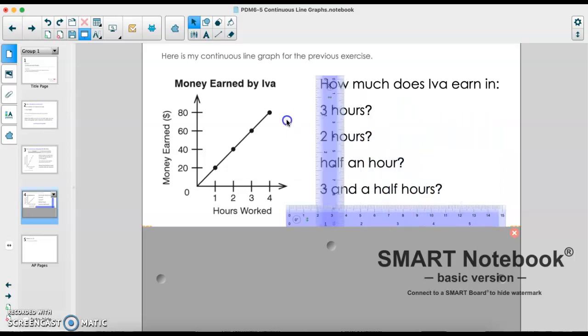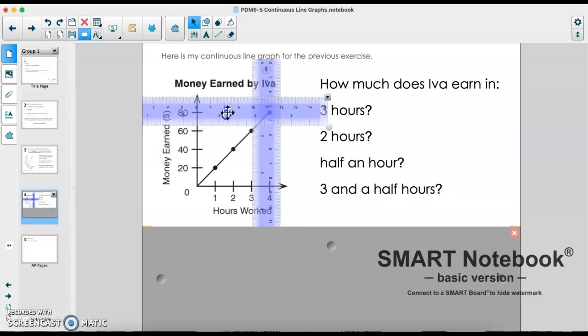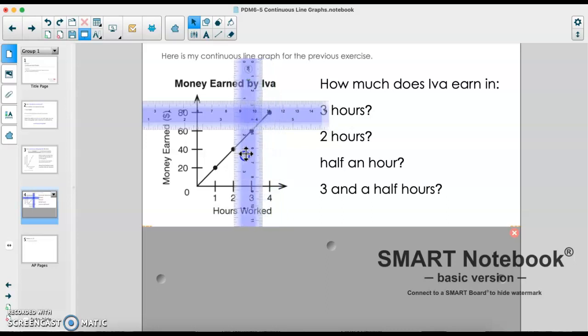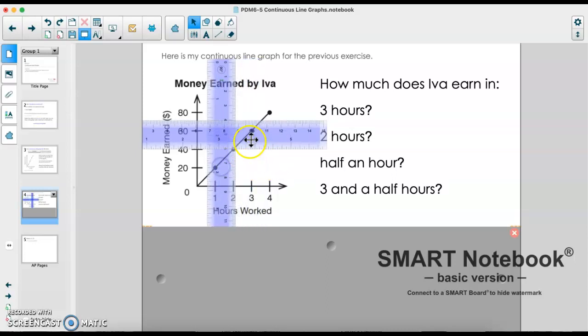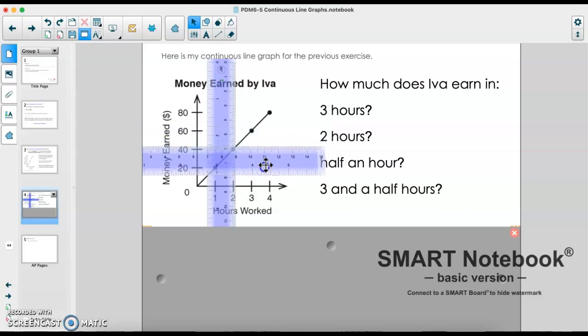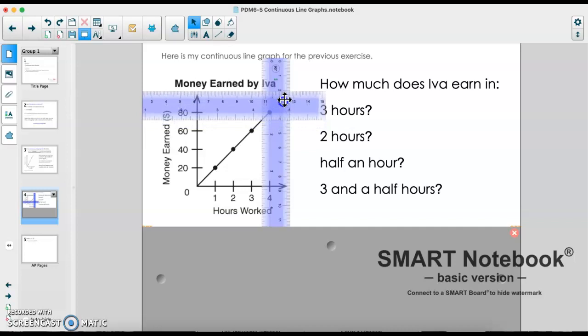I showed you guys with broken line graphs that you can use a ruler to figure something out, right? After 3 hours, if you use the ruler method, you see that she earns $60. If you slide it back, after 2 hours, she earns $40. And then after half an hour, which is roughly right about there, she would earn about $10. If you wanted to do 3.5, you would slide this over to the halfway point between 3 and 4, and then again where the line connects. So we're at about $70.